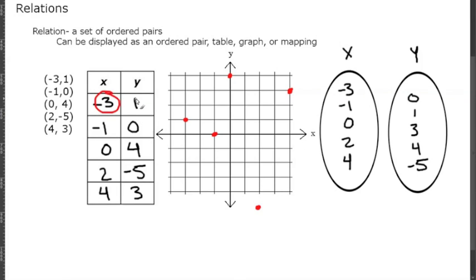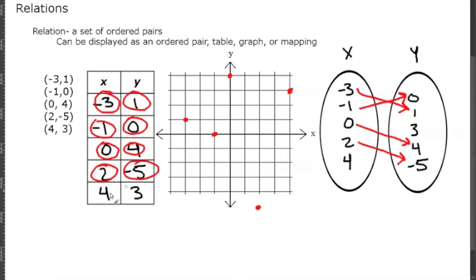So the -3 goes with the 1. So you go from -3 and draw a straight line to 1. -1 goes with 0. So you go from -1 to 0. 0 goes with 4. So from 0 in the x to 4 in the y. 2 to -5. So 2 in the x to -5 in the y. And 4 to 3. So this diagram represents mapping, which is just a way to show a relation.